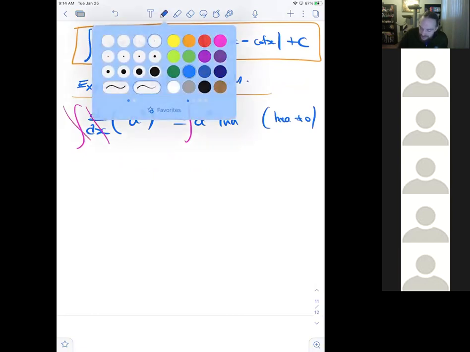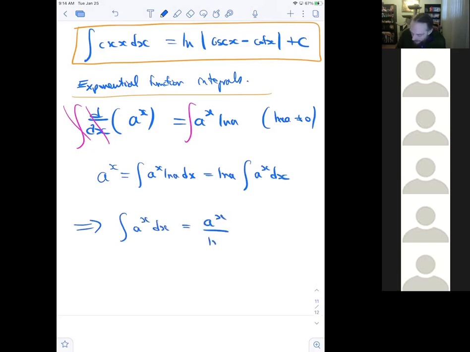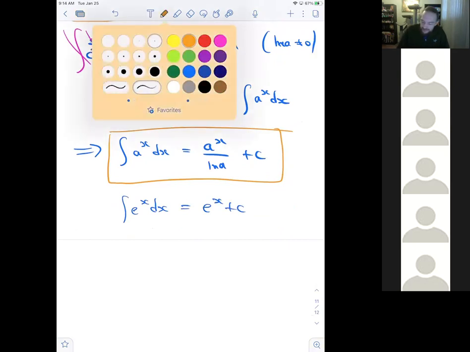And those will cancel. This says a to the x is equal to the integral of a to the x ln a dx, which is ln a times the integral of a to the x dx, because ln a is just a number. So I'm solving for the integral of a to the x. This says that the integral of a to the x dx is equal to a to the x over ln a, plus of course a constant of integration, the most general antiderivative. So this is the integral of all exponential functions, in particular. The integral of e to the x is e to the x plus c, because e to the x is its own derivative.